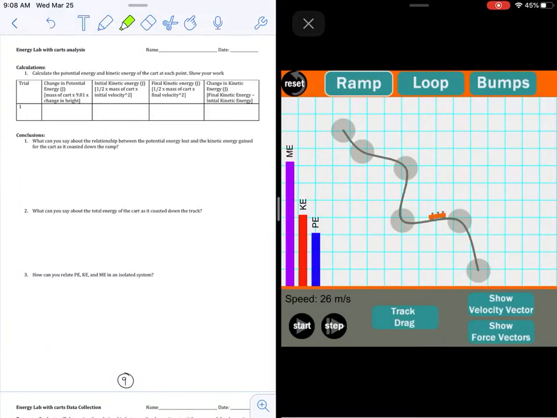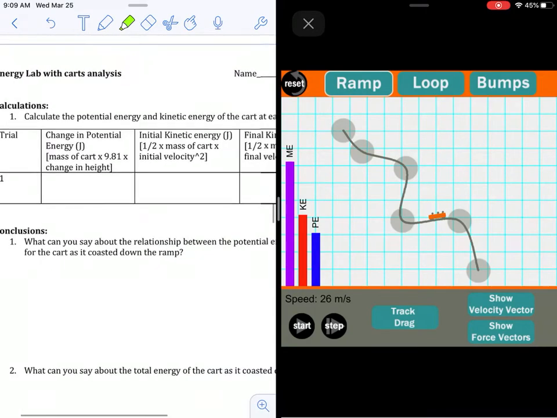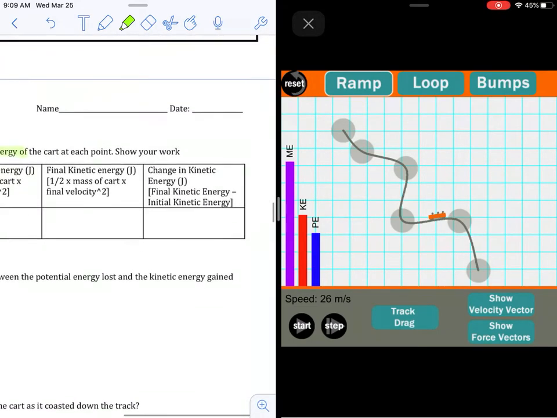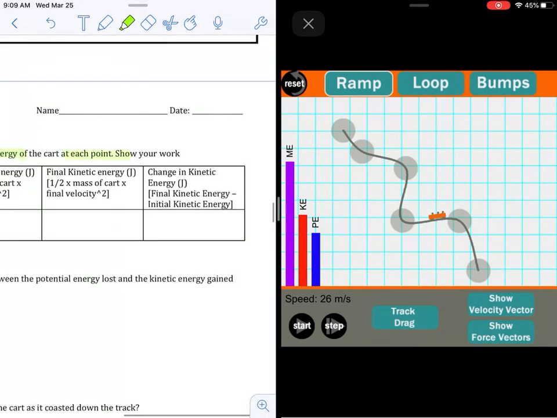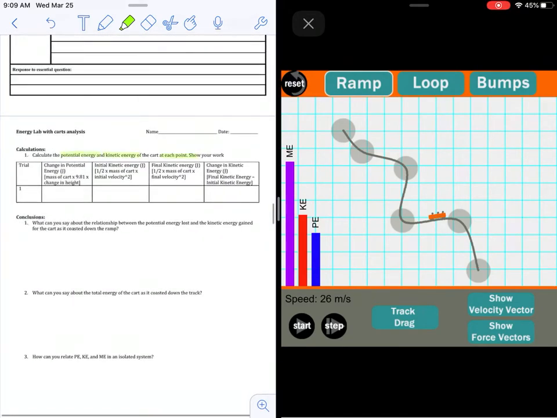All right, now that you've collected your data, we're going to go ahead and analyze that data using page 9 of our interactive notebook for energy. We're going to look at the calculation table that you're going to be completing. So our goal is to calculate the potential energy and kinetic energy of the cart at each point, being the beginning and end of our ramp.